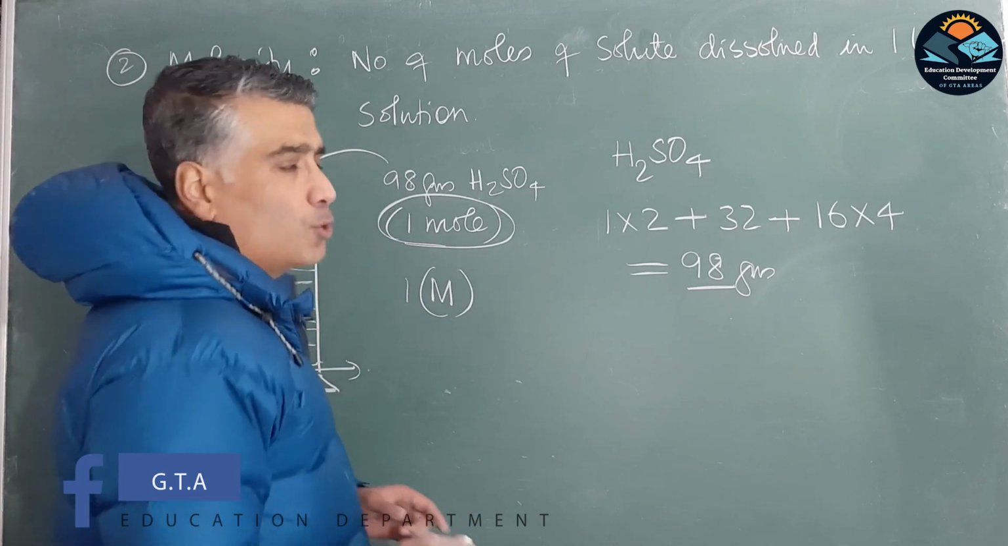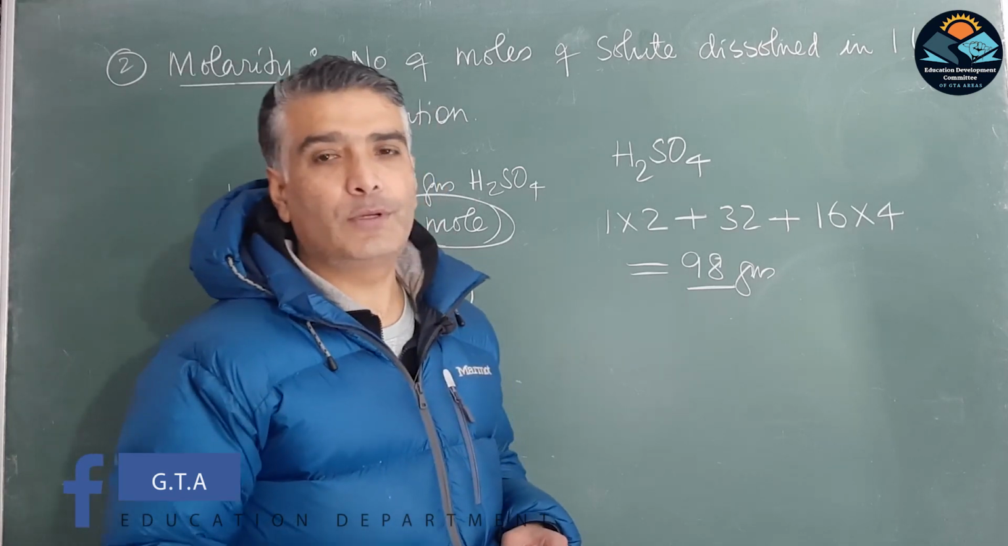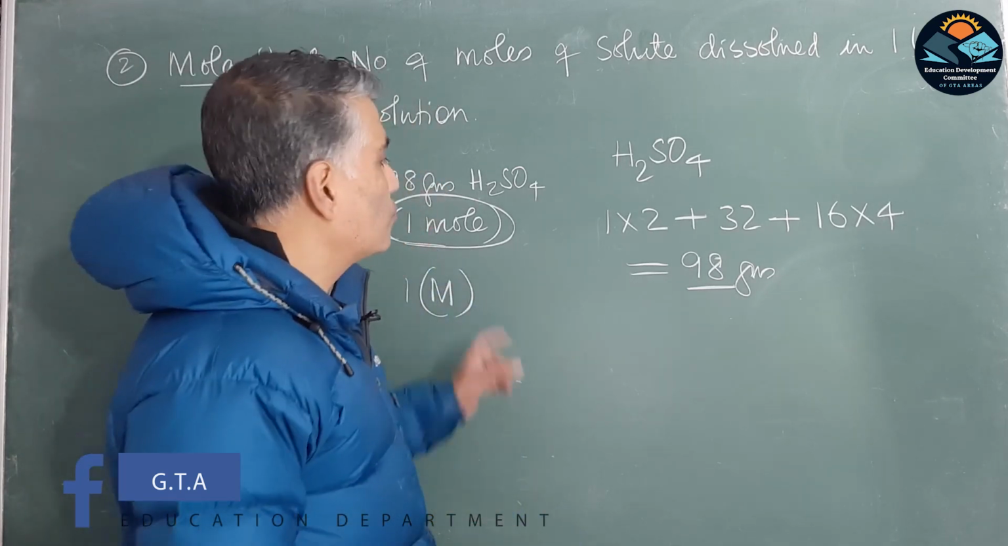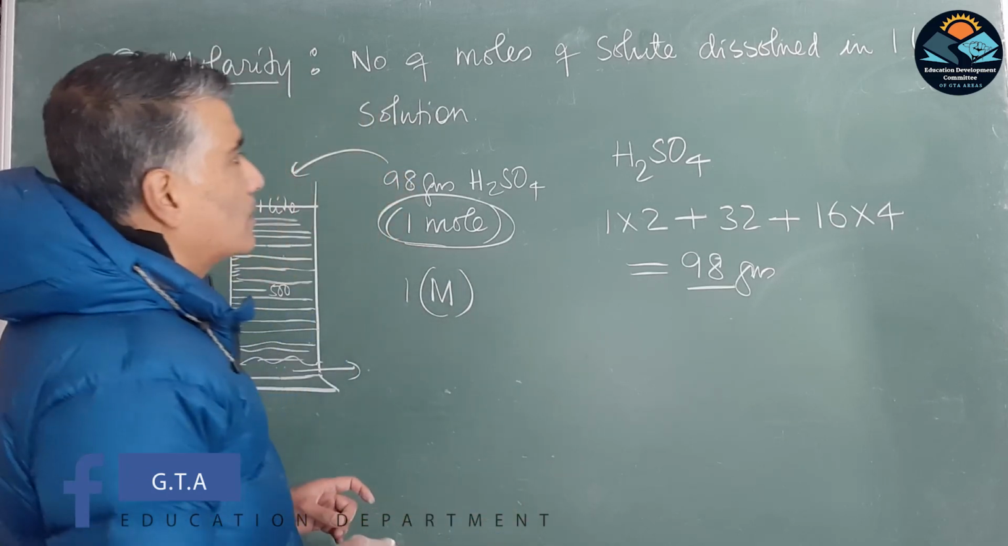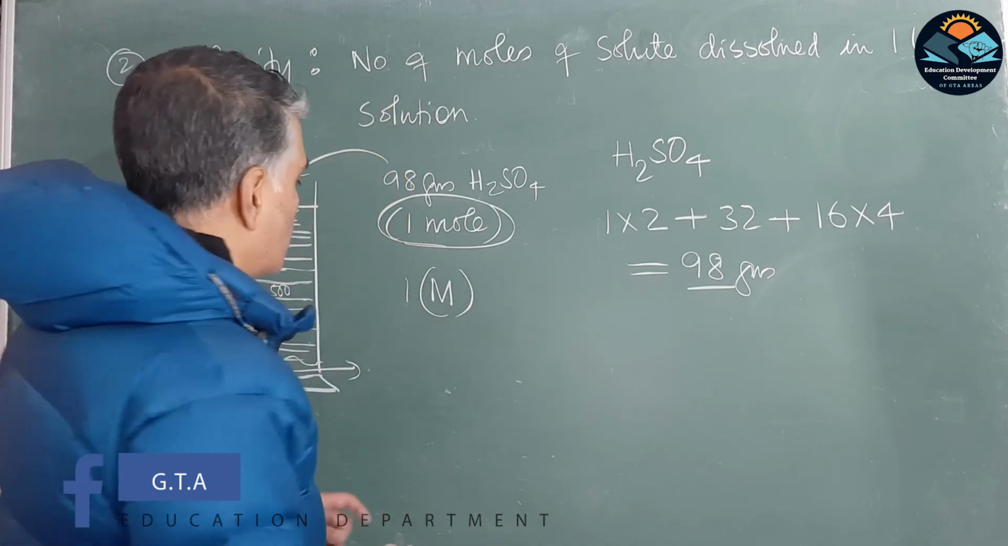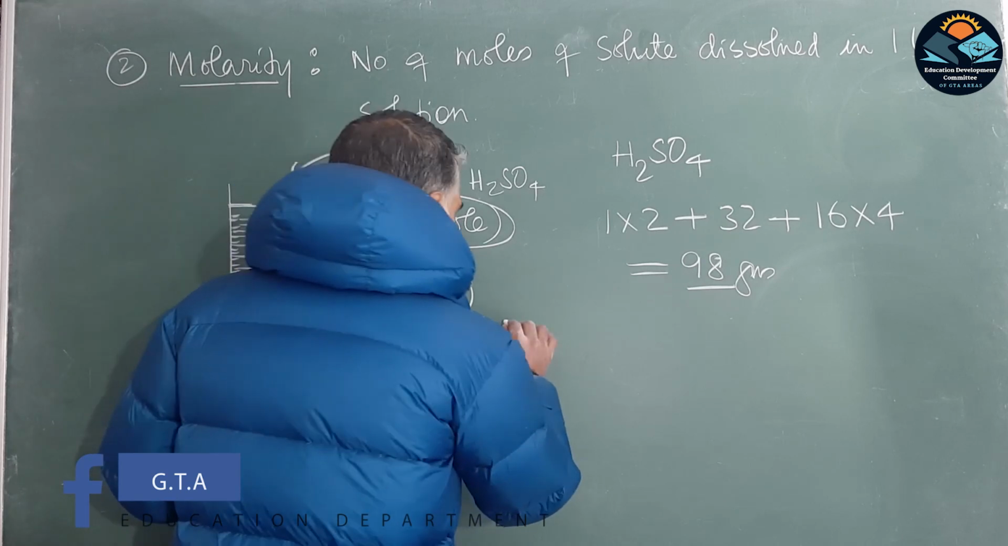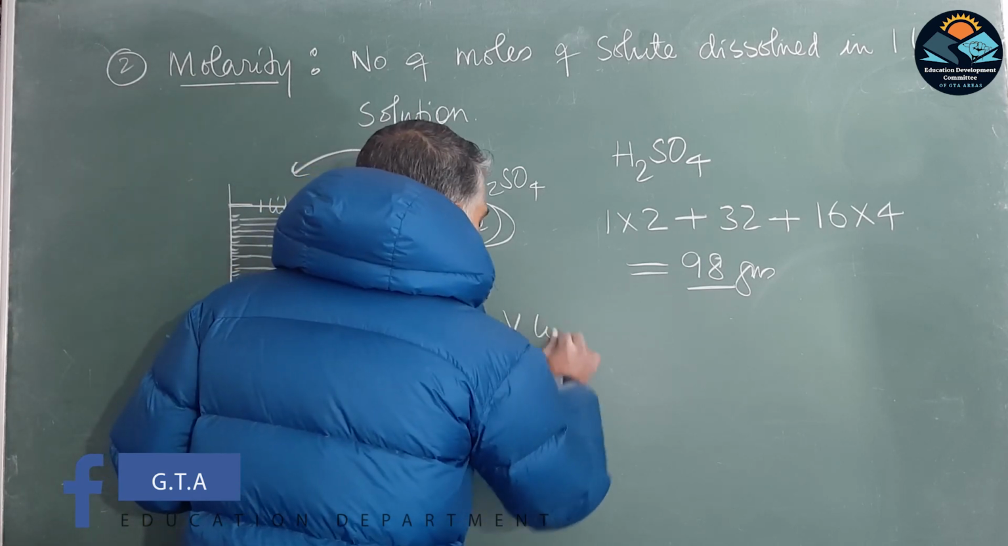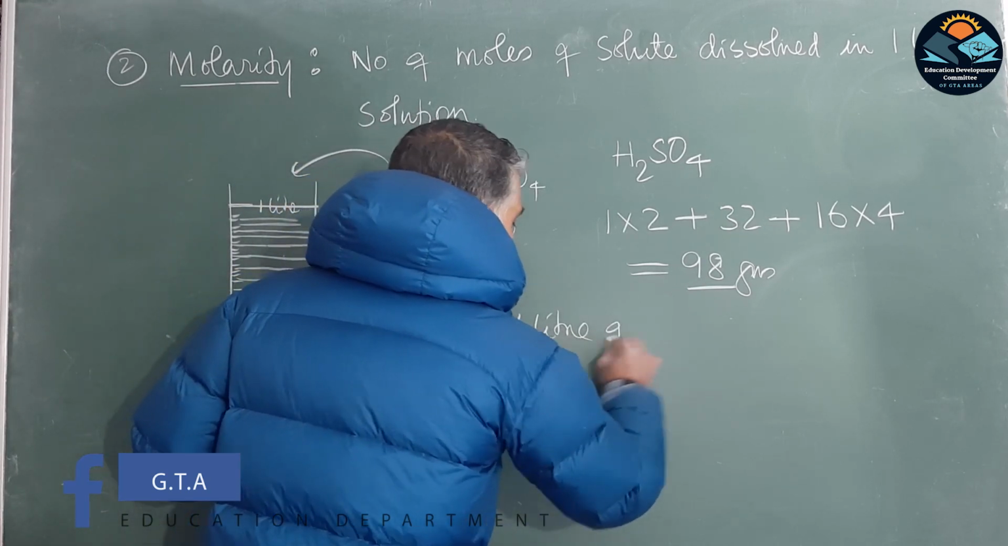Though this derivation is not part of our syllabus, and we are not required to derive it, you should still understand how we get this formula for finding the concentration of a solution in molarity. So how do I do that? I'll assume that I have V liters of solution.